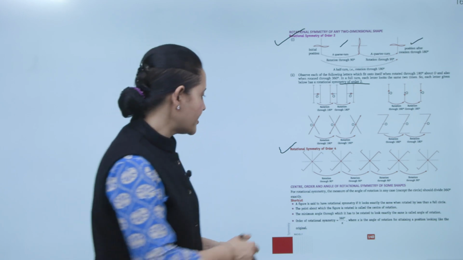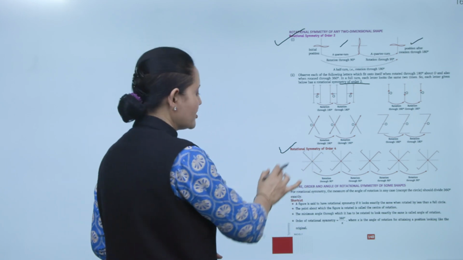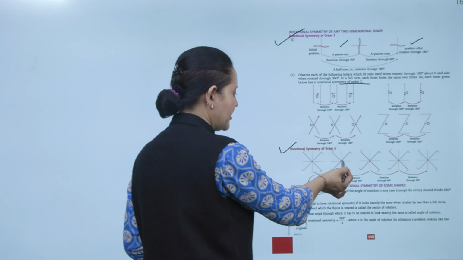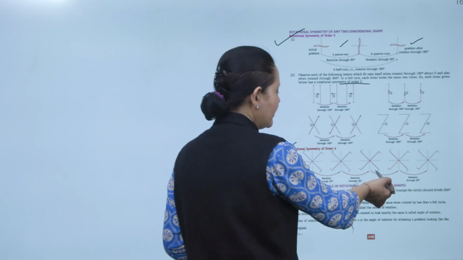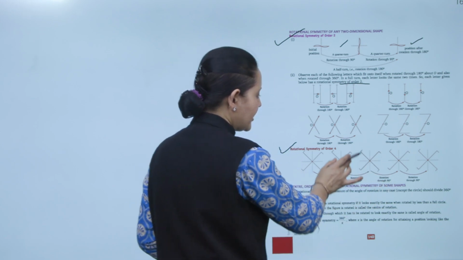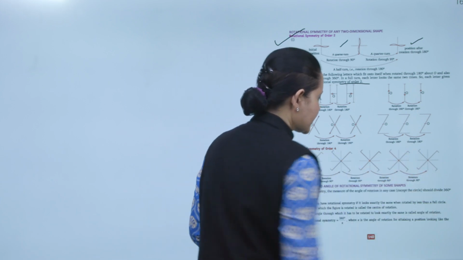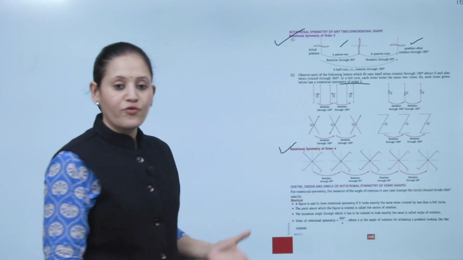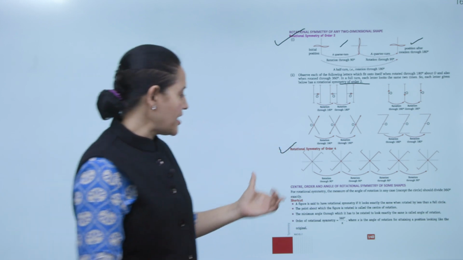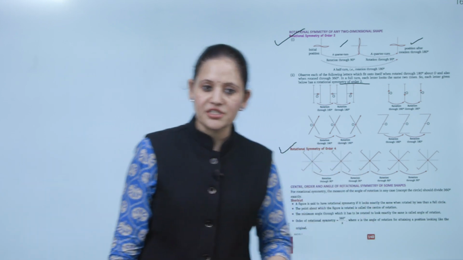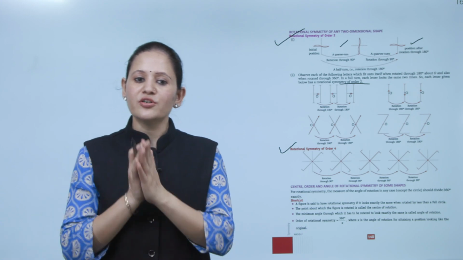So, here you can see this is the original position. Rotation through 90 degrees, it will look like this. Again 90 degrees, like this, again 90 degrees and 360 degrees. So, you can see 4 times it looks the same as its original position. So, it has the rotational symmetry of order 4.